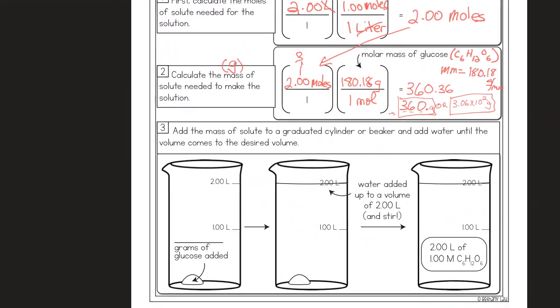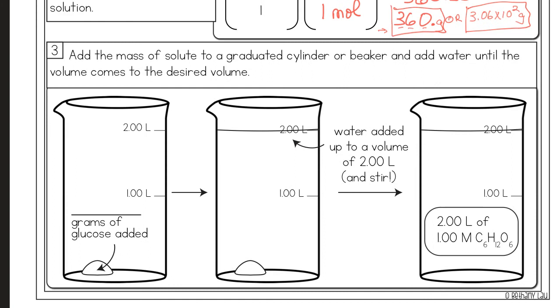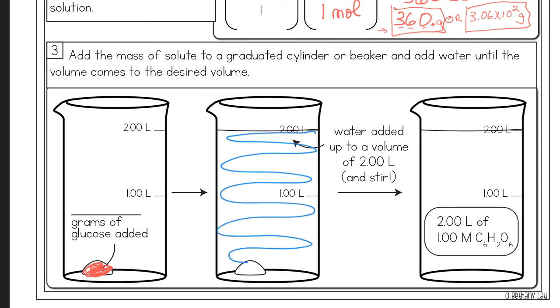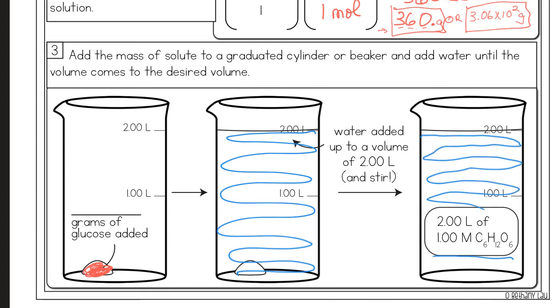Now when it comes to actually making this up in the lab, you're going to add the mass of the solute to a graduated cylinder or beaker, and then add water until the volume comes to the desired volume. So here's my glucose. You just dump it in your beaker. Then you're going to add water up to 2.00 liters, so it fills the beaker. You're going to stir it so that all of the glucose dissolves. And when you're finished, you're going to have a solution whose volume is 2.00 liters, and its concentration, or its strength, is 1.00 molar.